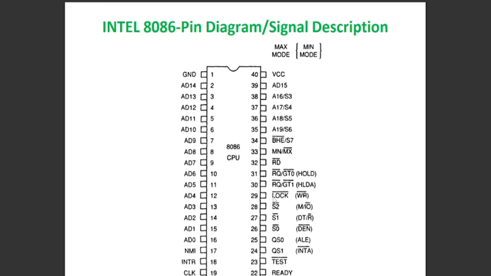MN/MX stands for minimum/maximum. Available at pin number 33, it indicates what mode the processor is to operate in. When it is high, it works in the minimum mode and vice versa.